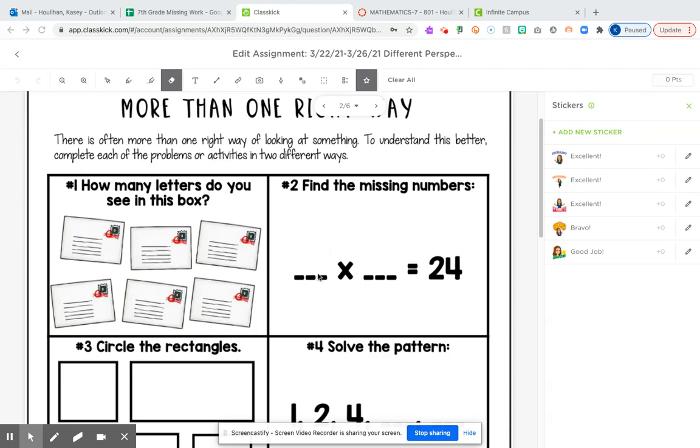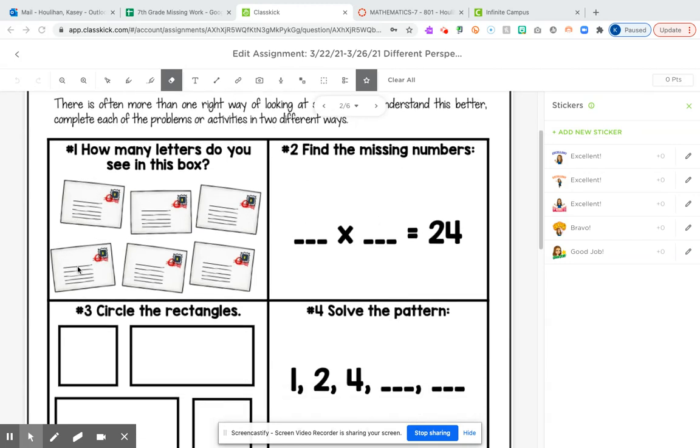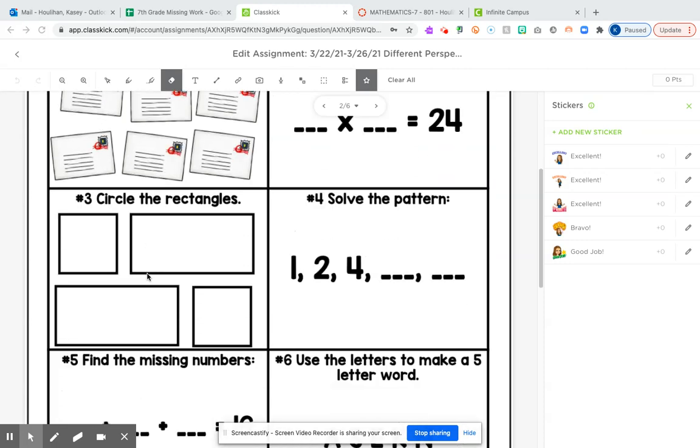So in number 2, it says blank times blank equals 24. There are lots of different numbers you could put in there. Show me two ways you can multiply two numbers to get 24. Okay? Show me two ways you could see how many letters are in this box. Okay? Circle the rectangles. There's two different ways you can look at that.